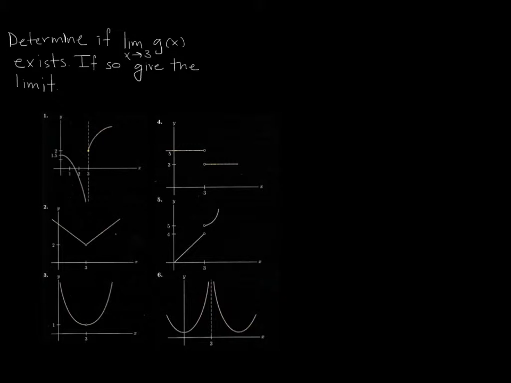In this video, we present the solutions to homework number 5. In problems 1 through 6, we want to determine if the limit as x goes to 3 of g of x exists, and in each of these pictures, the function g of x is represented. Let's go ahead and start taking a look at the first one.